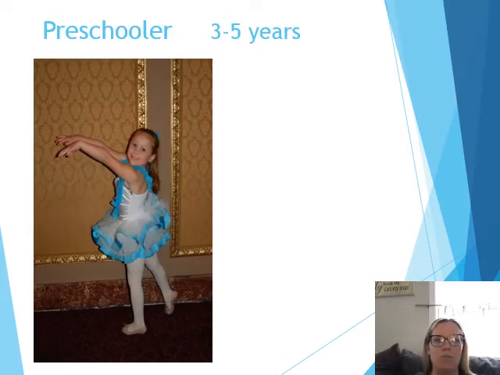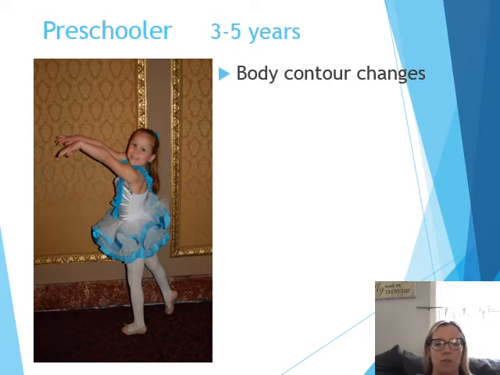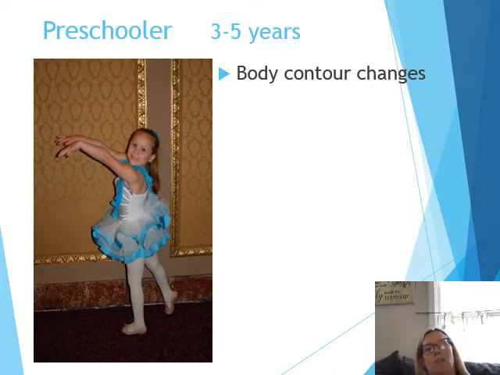Moving on to the preschooler, 3 to 5 years. Body contour changes. They become what we call ectomorphic, which is slim, or endomorphic, which is large. These body contour changes become apparent. So you'll see either an ectomorphic or an endomorphic contour of the body during this phase.